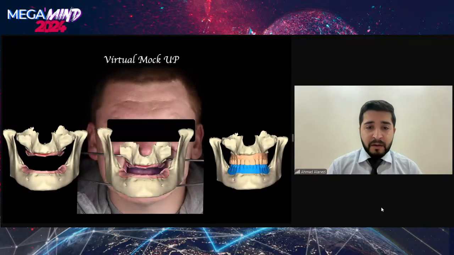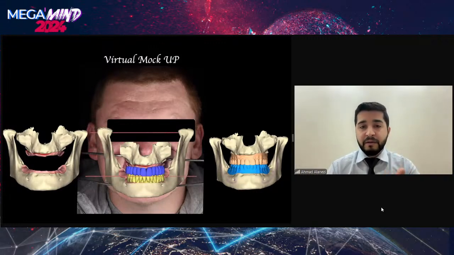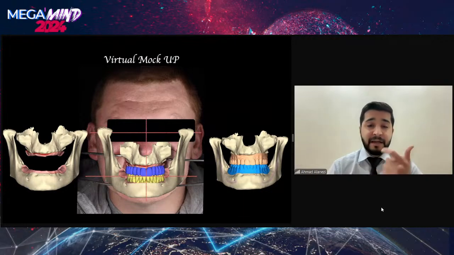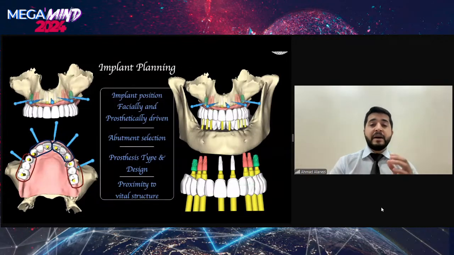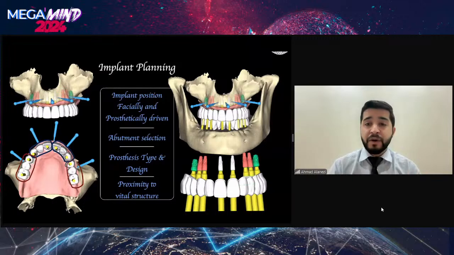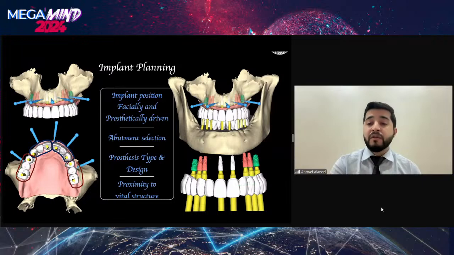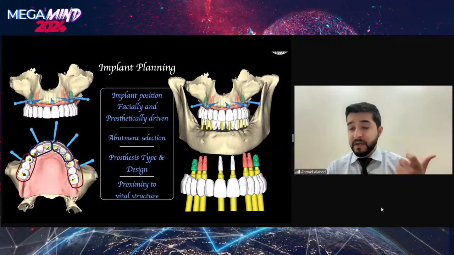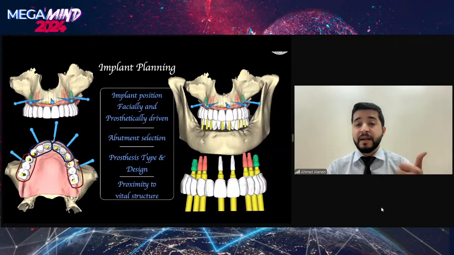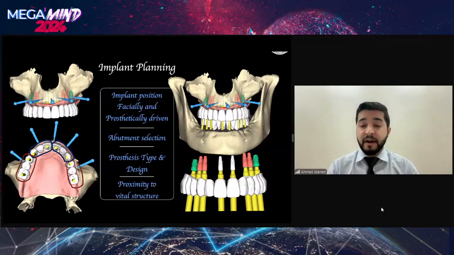This is a virtual mock-up, so we superimpose everything just to make sure that everything is in place, because now we will rely on this mock-up to design our implant, to design our guide and everything. So this is the maxillary arch, and we have placed all our implants, and we have strategically chosen their position because we are going for a segmented approach. We placed our implants facially driven because we relied on the face, as well as prosthetically driven. We selectively chose our abutment, the prosthesis type and the design, and we were avoiding the vital structures when we were planning.